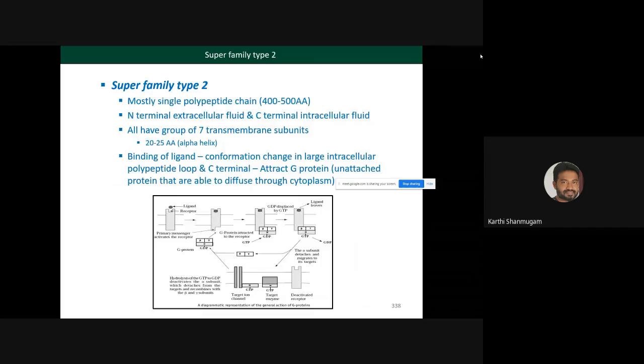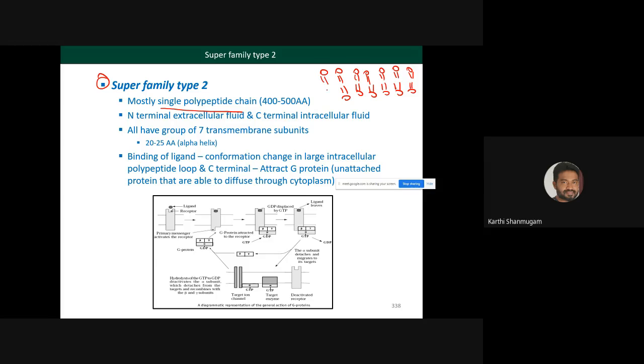So coming to superfamily type 2. What is the structural feature of superfamily type 2? Mostly a single polypeptide chain. This is the general architecture of superfamily type 2. Let us assume that this is the cell membrane. Superfamily type 2 is also a membrane embedded protein, a transmembrane protein.